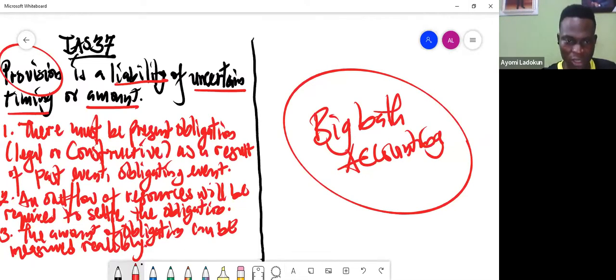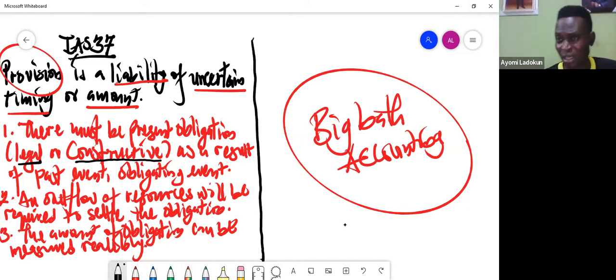So let me now try to explain them one after the other. Here it says there must be a present obligation, legal or constructive, as a result of past events, and that is the obligating event. So what's the meaning of legal?